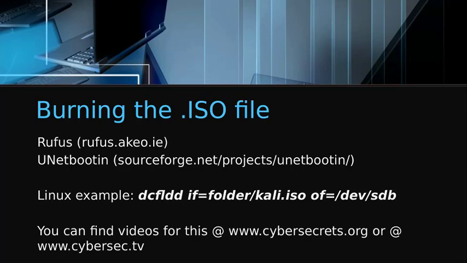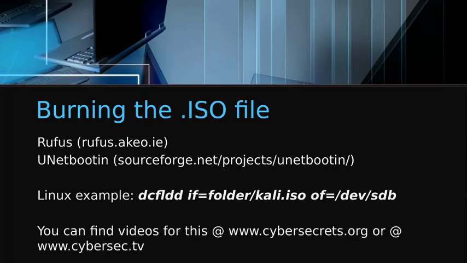And once you do that, if you're using a Windows box, you can use Rufus, which you can find at rufus.akeo.ie, or UNetbootin, which you can find off SourceForge. Both of those can take an ISO and burn it directly to either a USB thumb drive or an external drive. If you're already running Linux, you can use the good old tool DCFLDD. And DCFLDD syntax is very simple.